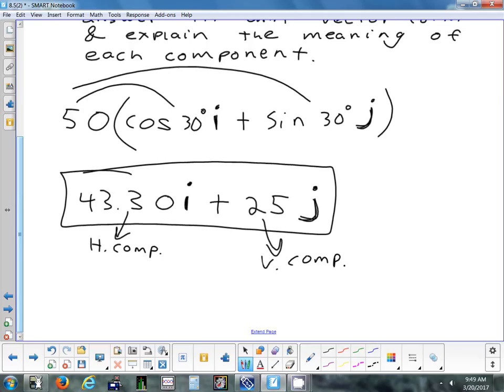Okay, what do you mean by separate speeds? The 43.3, that's the horizontal speed. Yep, that's your horizontal speed, miles per hour, and then 25 is the vertical speed that it goes. That's your vertical speed. We did stuff like this in physics.